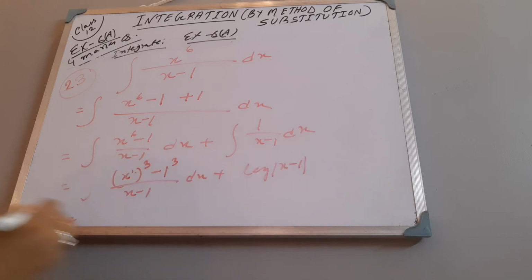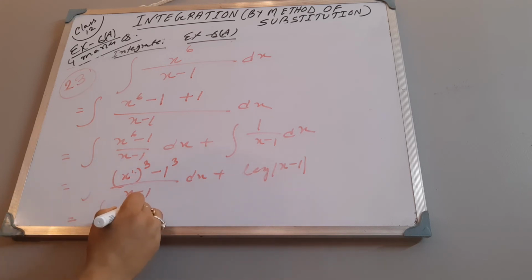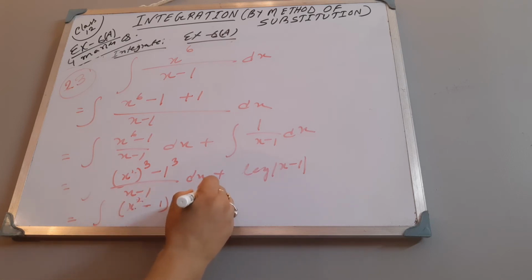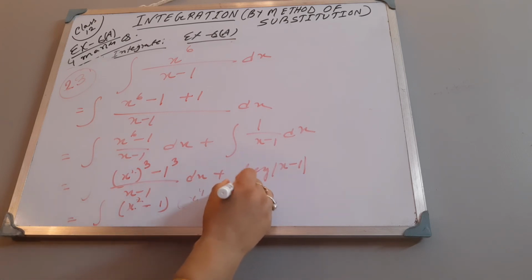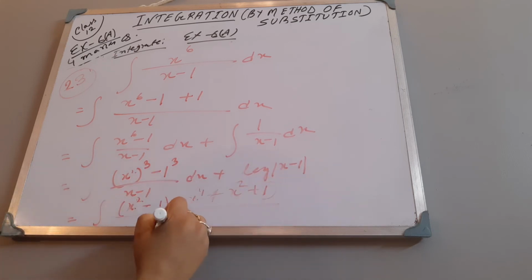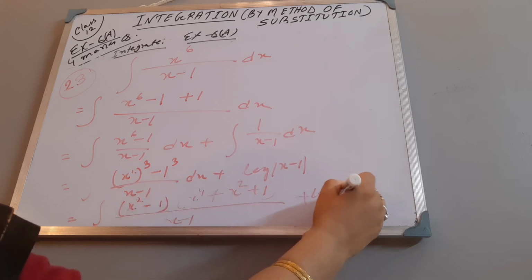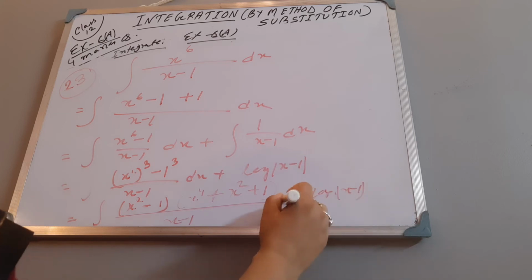Okay, now this part we have to expand. The a cube minus b cube formula is what? A minus b into a square plus ab plus b square. So a minus b means x square minus 1. A minus b into a square, which is x to the power 4, plus ab, which is x square, plus b square, which is 1, whole divided by x minus 1, plus log x minus 1, and this is dx obviously.